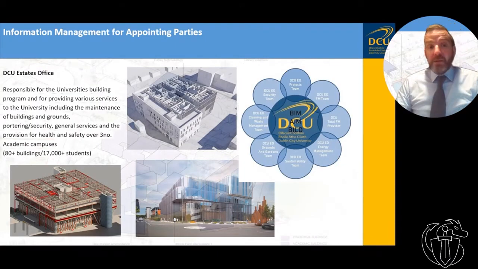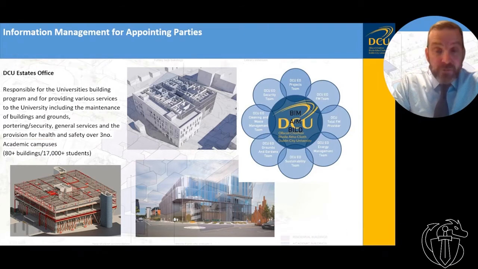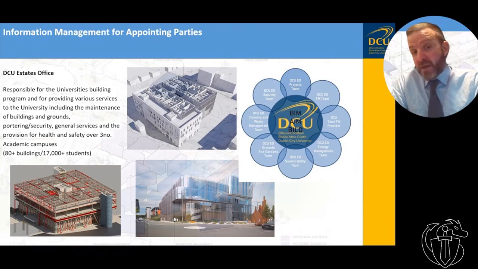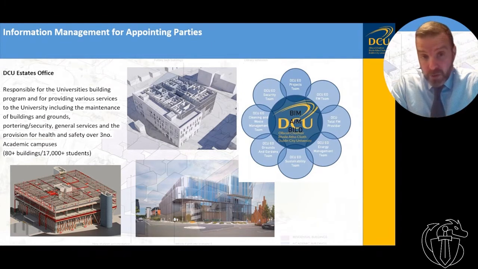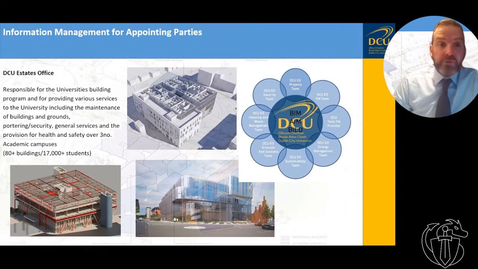So a little bit about the Estates Office. What do we do? Well, everything, certainly for the last 18 months. It's been a little bit crazy, but in essence, we undertake capital developments, so that's project delivery, maintenance, and other functions such as security, general services, cleaning, health and safety. And this is all over 3 academic campuses with 80 plus buildings to manage, with over 17,000 students. So we're growing all the time, and information management is becoming more and more important to us in order to underpin all of those functions.